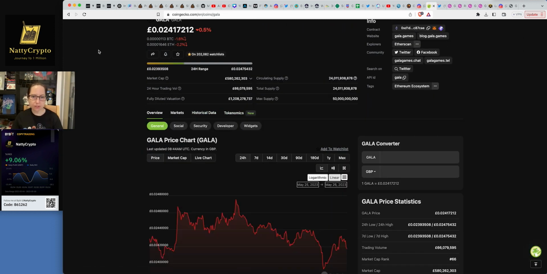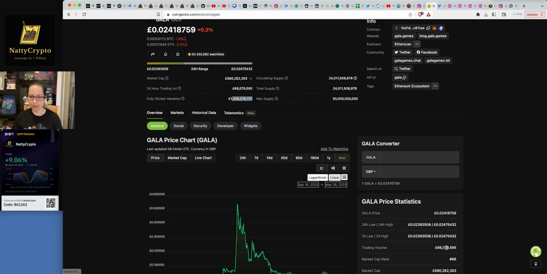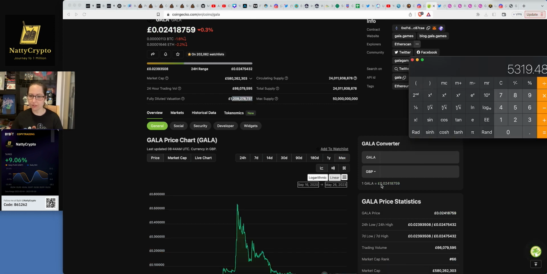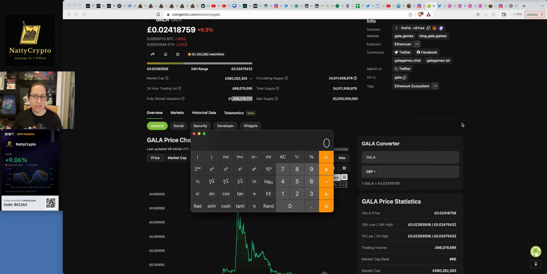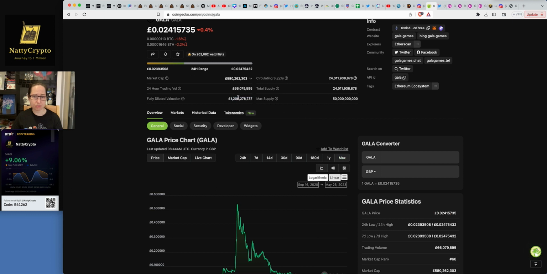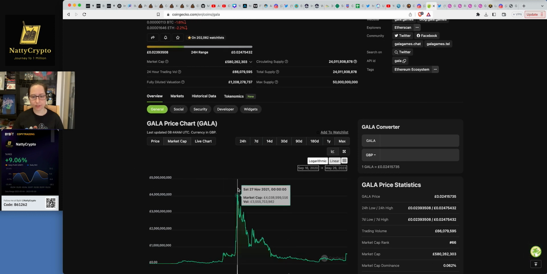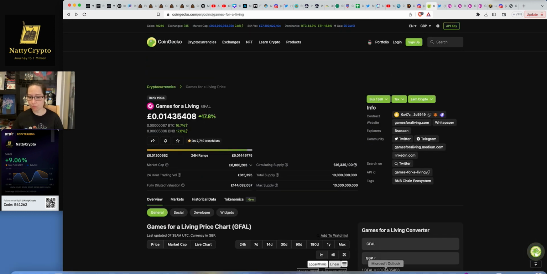What's Gala sitting on at the moment? It's sitting on a $1 billion market cap. So fully diluted at current market cap value, you can say you've probably got a 10x at current standing, to the current fully diluted market cap of Gala. But let's have a look at the actual height that it went to. 4 billion. So the market cap went to $4 billion on Gala.